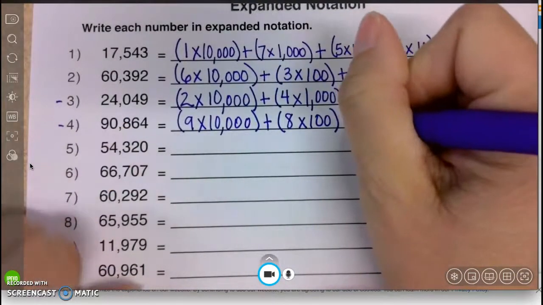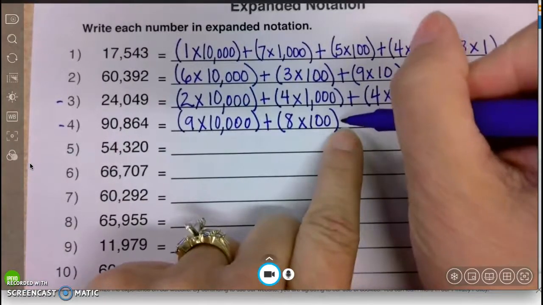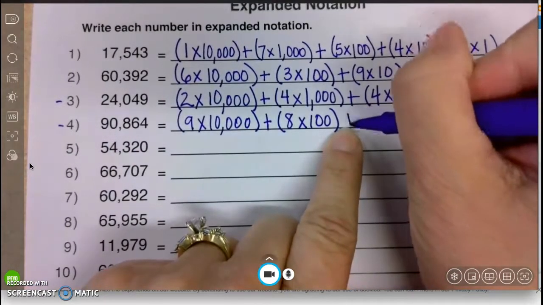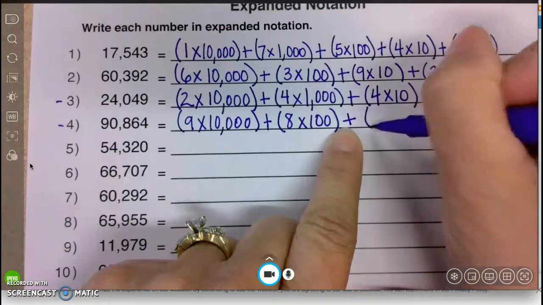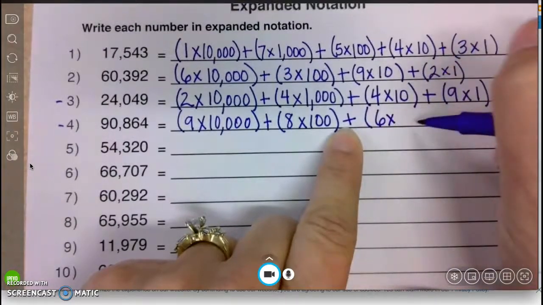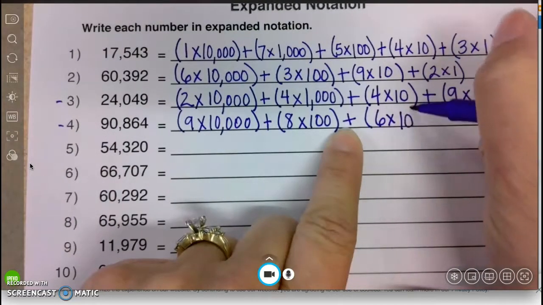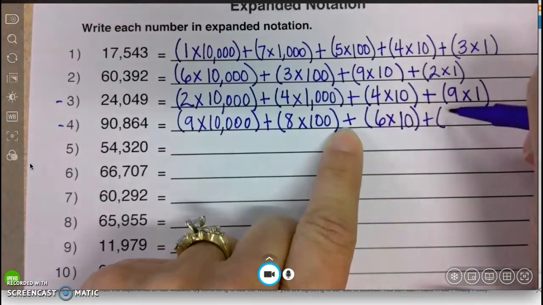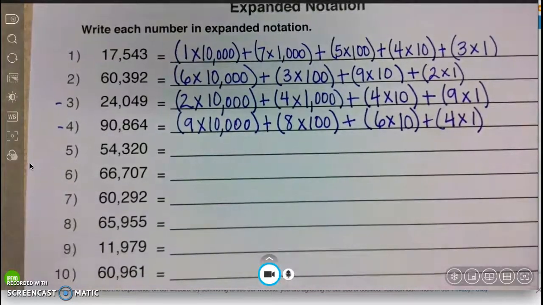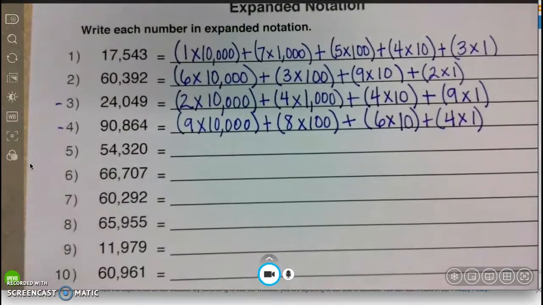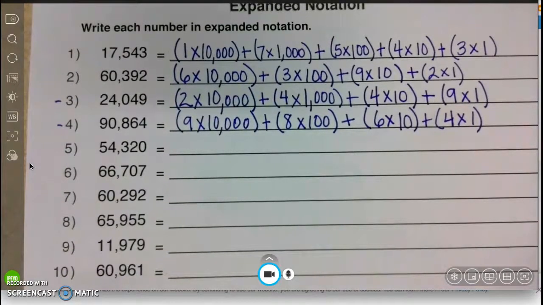What goes next in my math sentence right here? What do I need to write after this parentheses? A plus sign. Very good. Then I'm going to do open parentheses and 6 times 10, plus what? 4 times 1. Very good. Raise your hand if you got that one right. Yay! Y'all did so good.